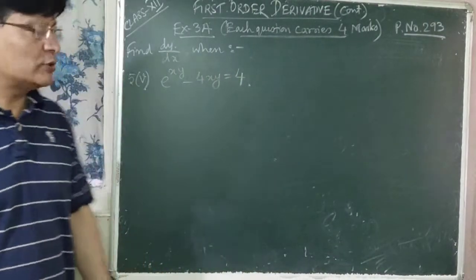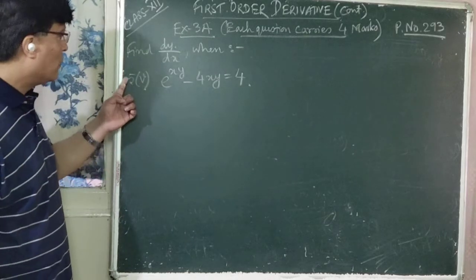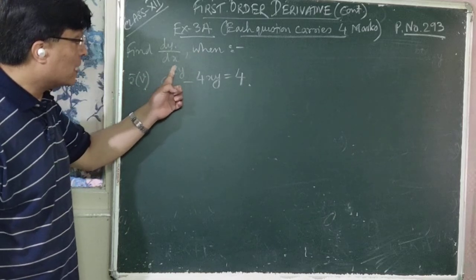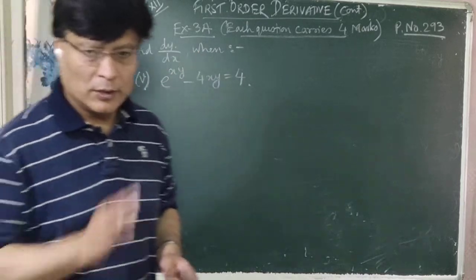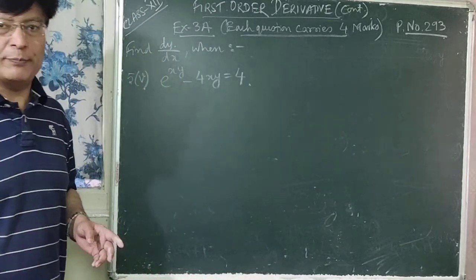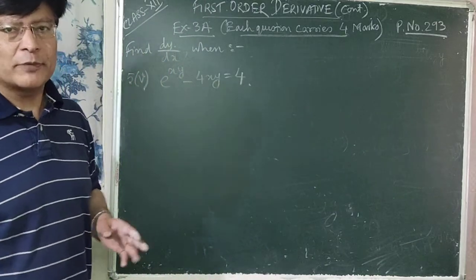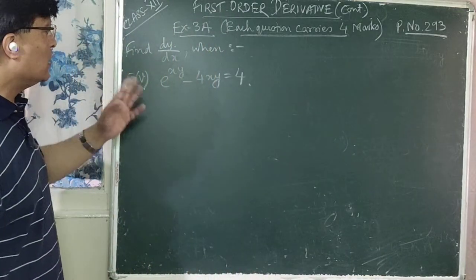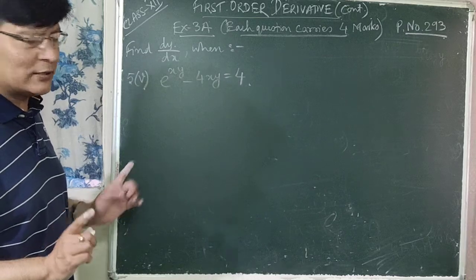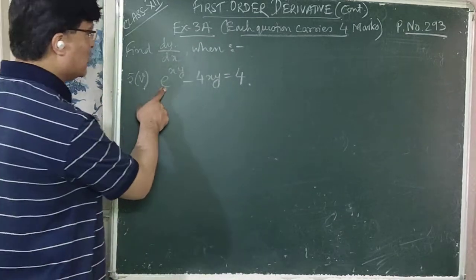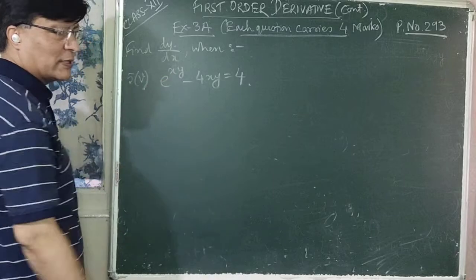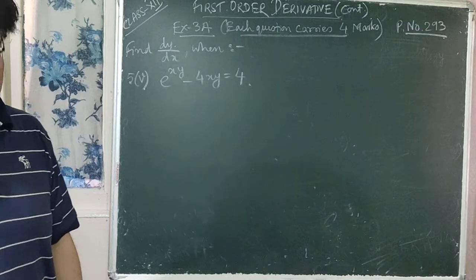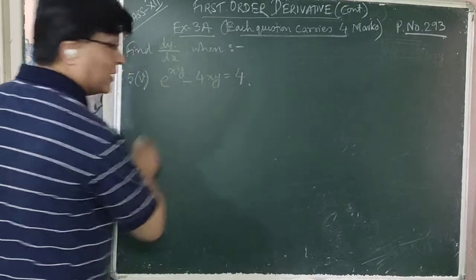So now we'll do the next question, that is problem number 5. Find dy by dx when e to the power xy minus 4xy is equal to 4. This question is from the HS question paper also. This type of problem you may get in higher secondary question papers also. In this case you cannot take log on both sides because e is a constant and xy is a variable. You can take e to the power x as a function, so you can directly differentiate it.